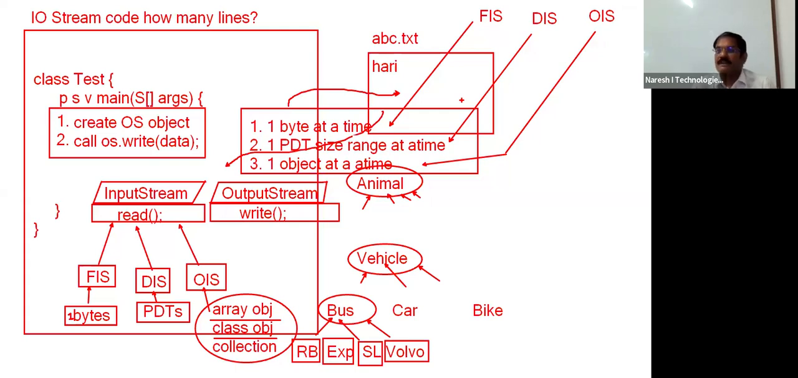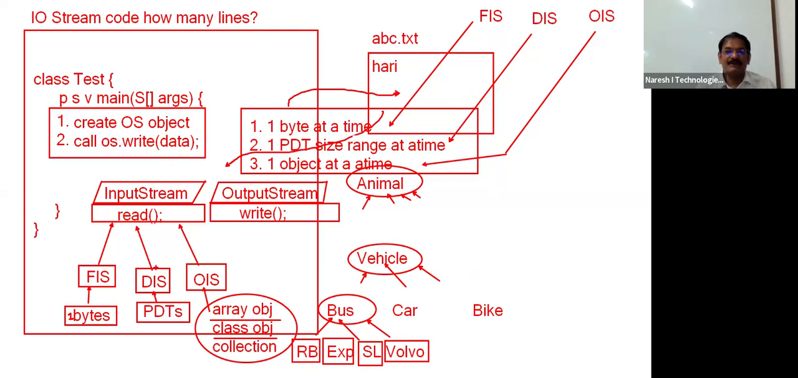IO stream chapter 50% completed. Understand? IO stream chapter 50% completed. What is the remaining 50%? At this stage you should guess. What is the remaining 50%? Output stream is the remaining 50%.